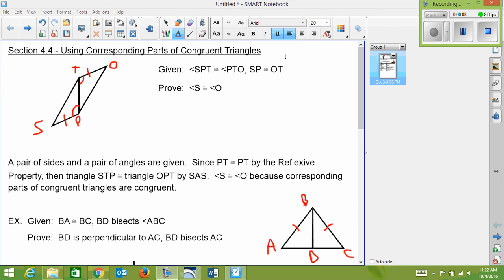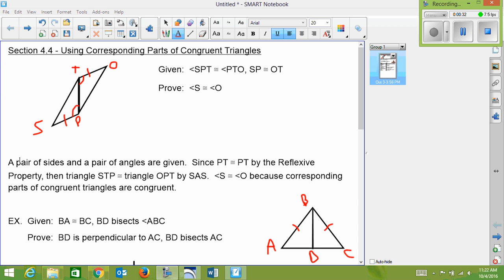Here I have an example for you, a picture drawn of two triangles that are sharing a side basically down the middle. I am given that triangle SPT, this one on the left, is congruent to triangle PTO, the one on the right. I'm also saying that SP is congruent to OT, and I want to prove that angle S is congruent to angle O.